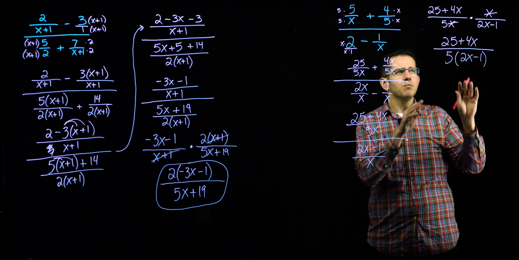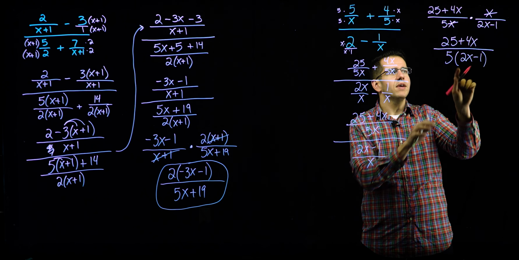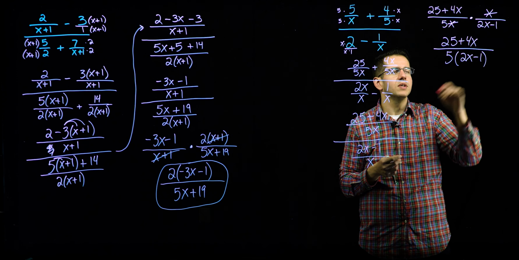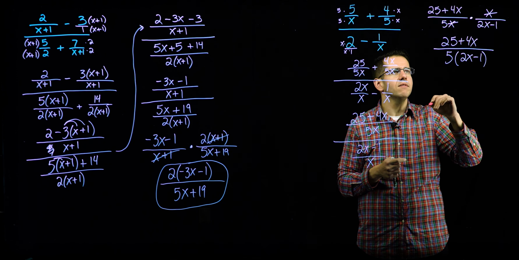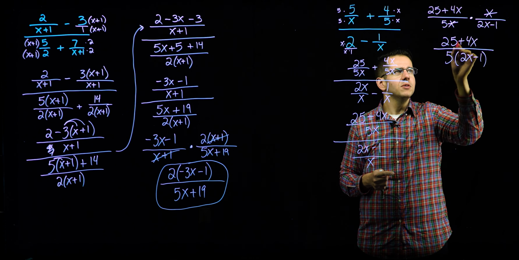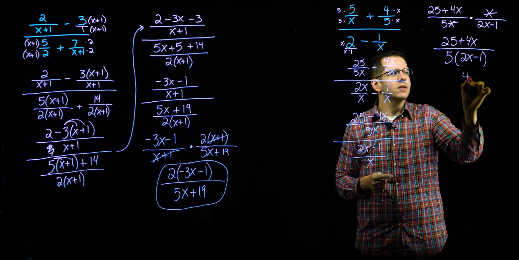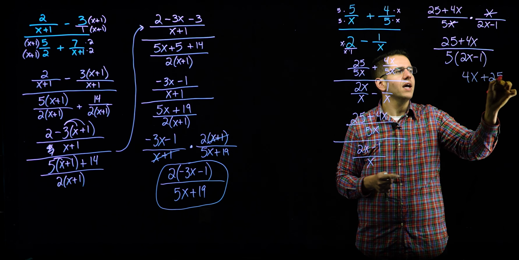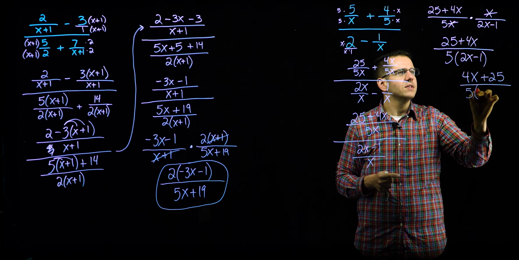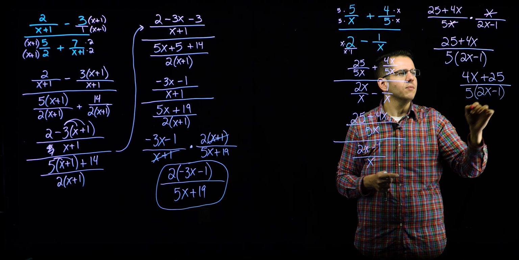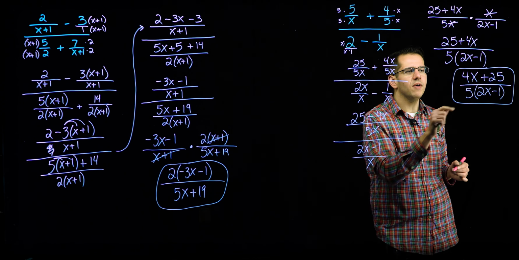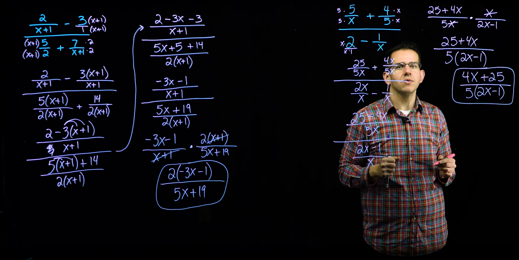And again, it's perfectly okay to leave it in a factored form, unless your instructor prefers that you distribute this 5 to get 10x minus 5. But it's also a good idea to order by exponent when possible, so we're just going to quickly rewrite this as 4x plus 25 instead of 25 plus 4x, divided by 5 times 2x minus 1. And that is the simplified form of this complex rational expression.